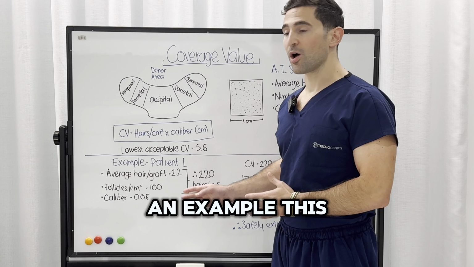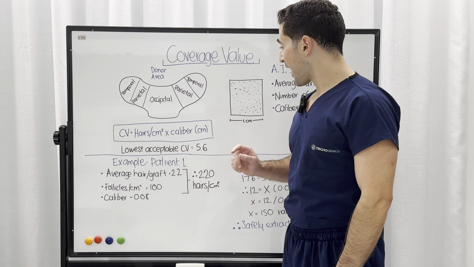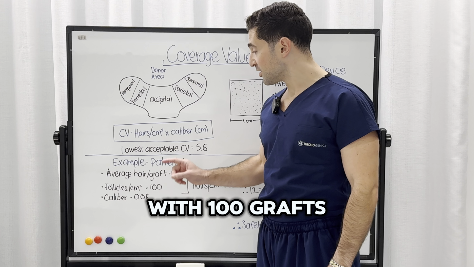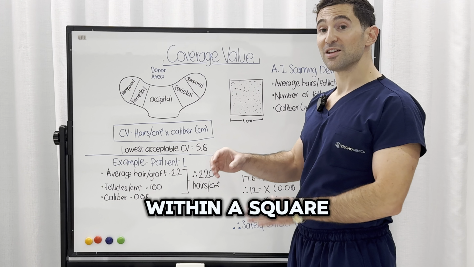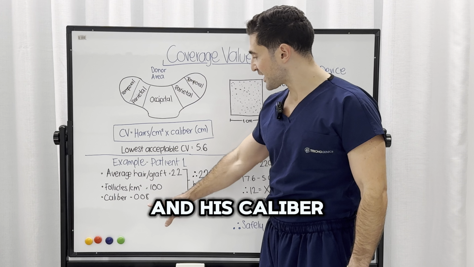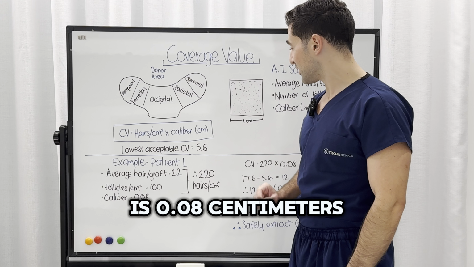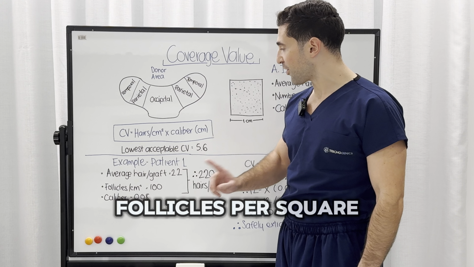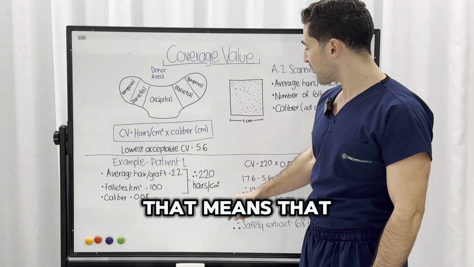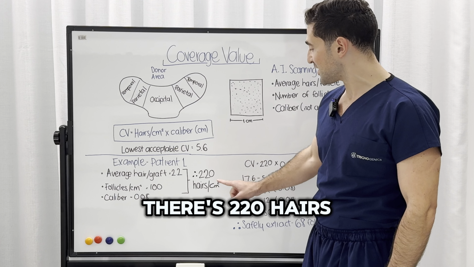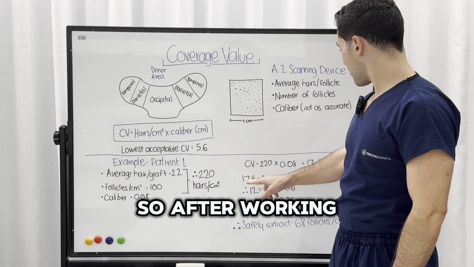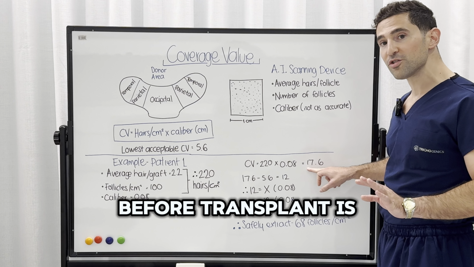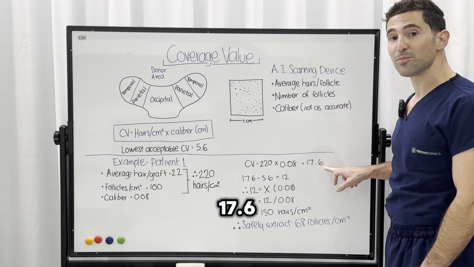So let's take an example. This is patient X, and the patient has 2.2 hairs per graft with 100 grafts within a square centimeter, and his caliber is 0.08 centimeters. Because he has 2.2 hairs and 100 follicles per square centimeter, that means that there's 220 hairs per square centimeter. So after working that out, we realize that his current coverage value before transplant is 17.6.